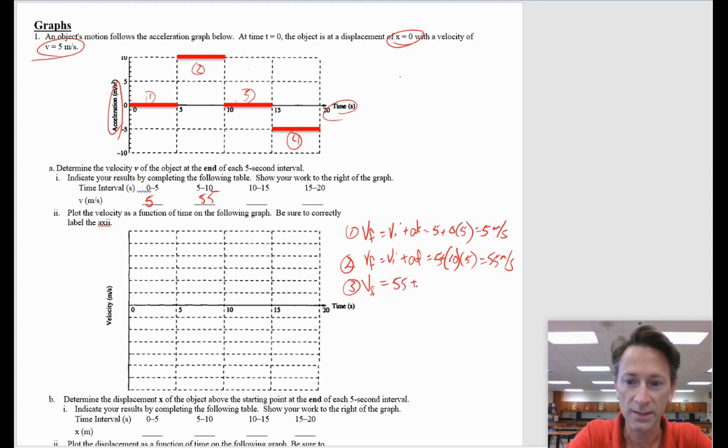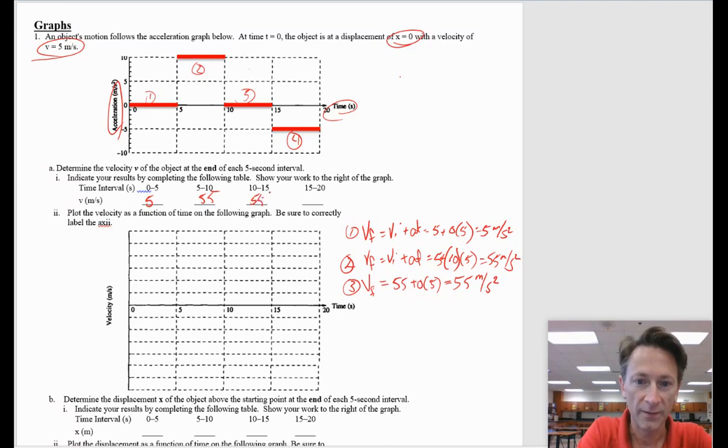55 is my initial velocity. My acceleration is 0. And that's still going to give me 55 meters per second. So this will also be 55.